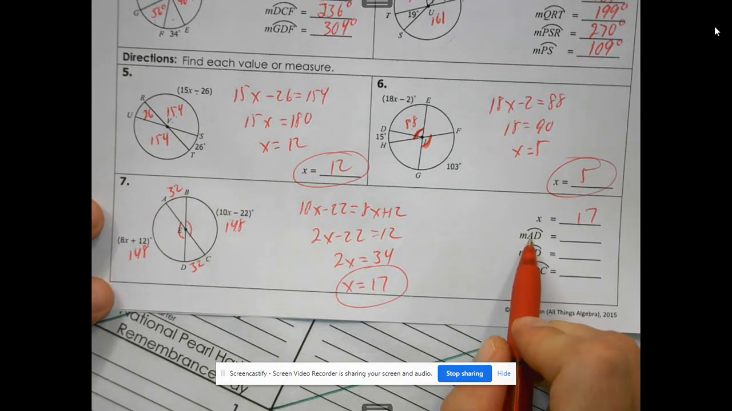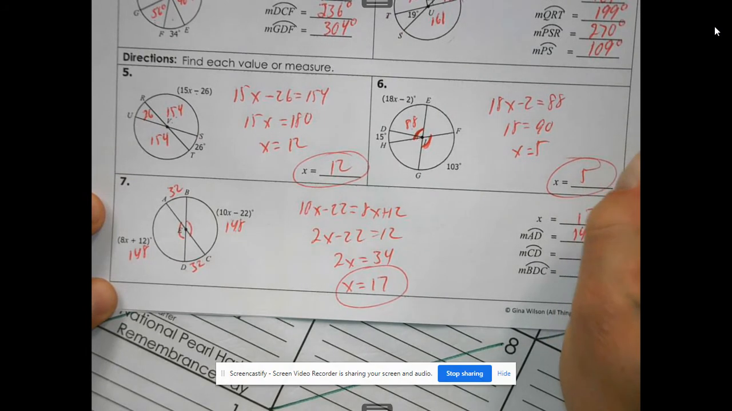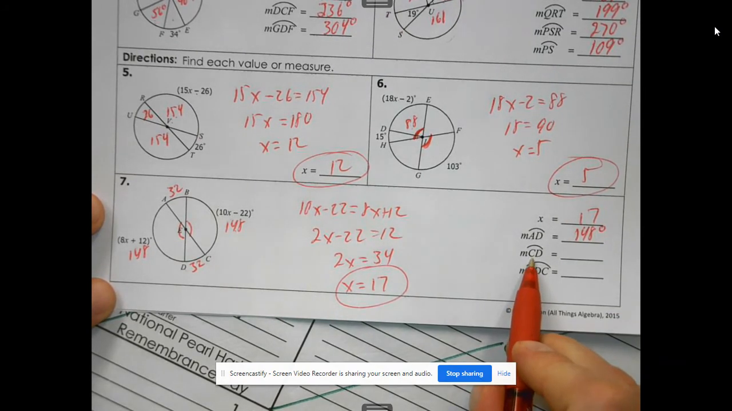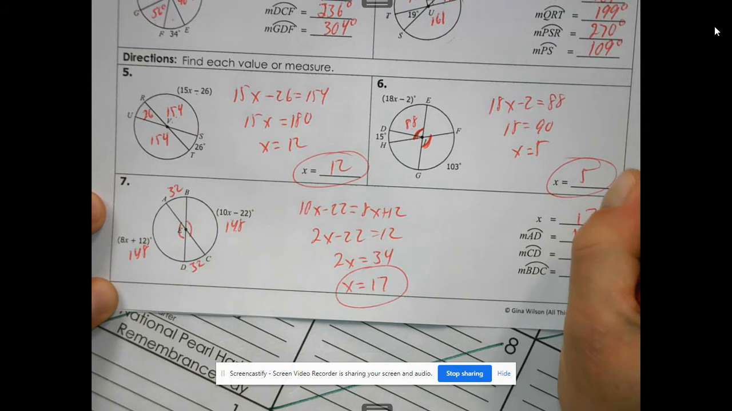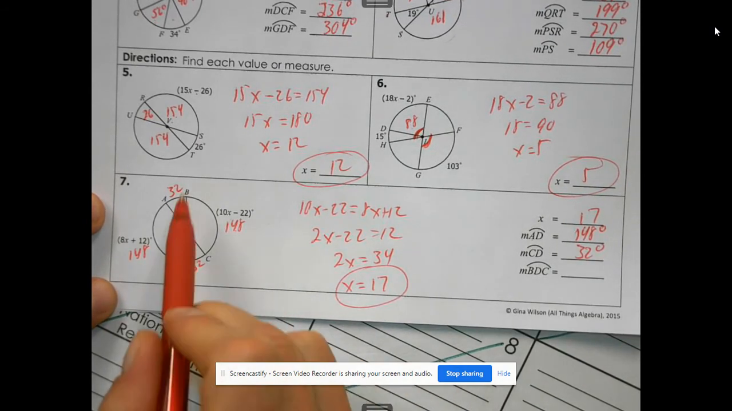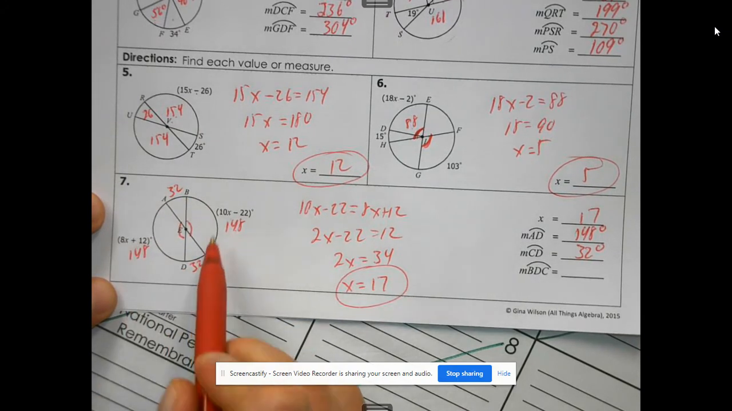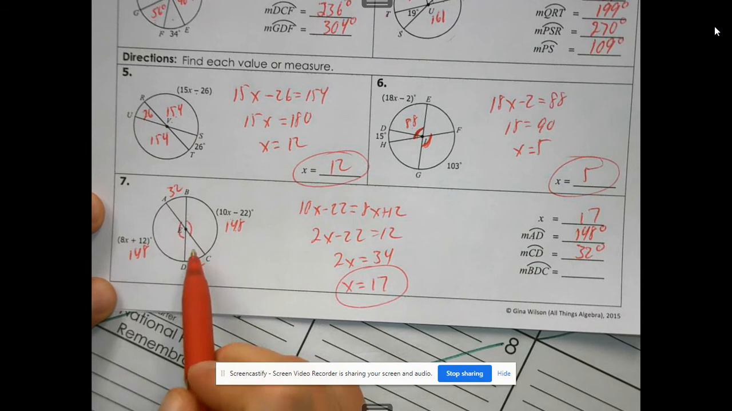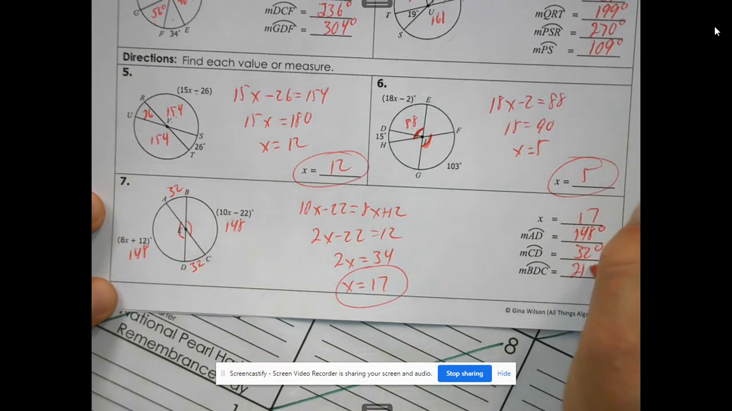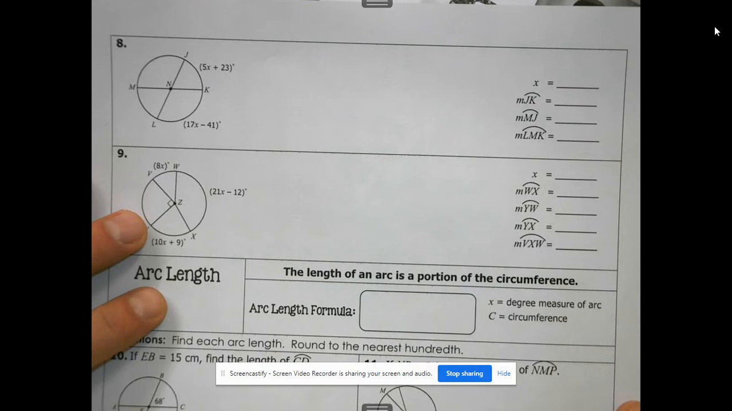Questions? Measure of arc AD. A to D, 148. Measure of arc C to D, 32. Measure of arc B to D to C, so B to D to C. So everything but that, right? So add up these three pieces right here. Comes out to be 212, I believe. Next page. A couple more like this.